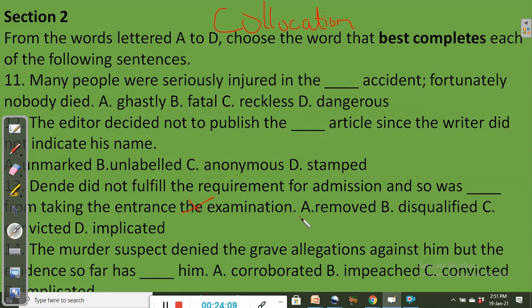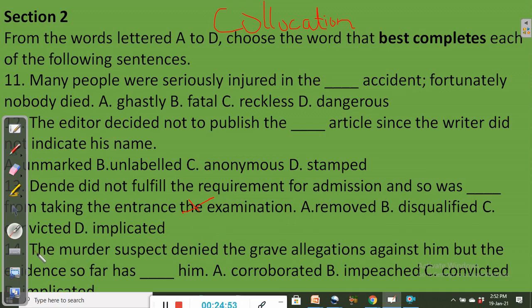questions like this, you also have to apply the principle or the method of elimination. Now, you can only talk of someone's name being removed from a list, but it doesn't fit into this. Then somebody is only convicted in a law court, but not in terms of examination. Being implicated has nothing to do with simply not fulfilling the requirement for admission. So the right option is disqualified.